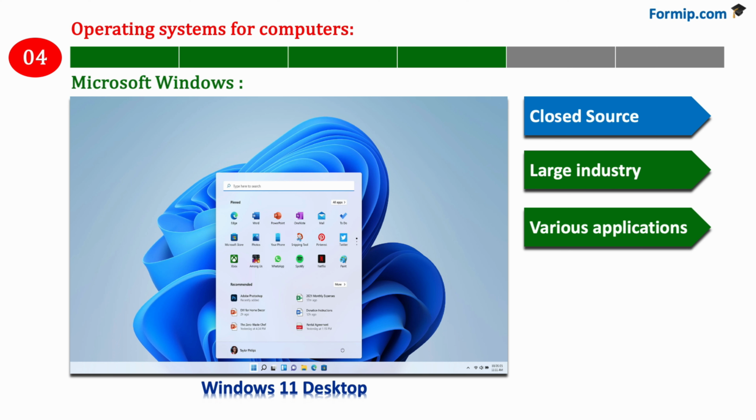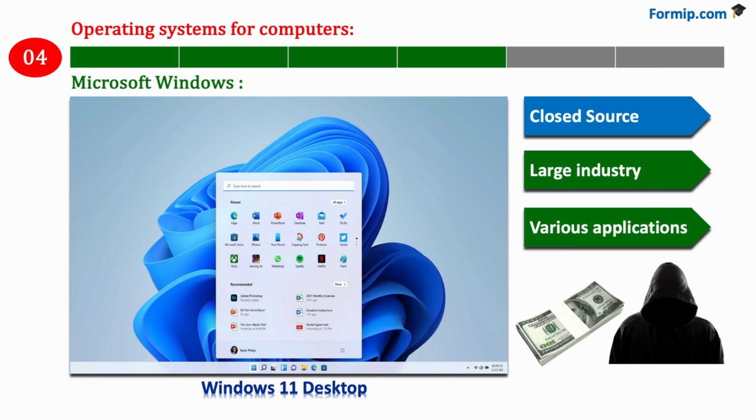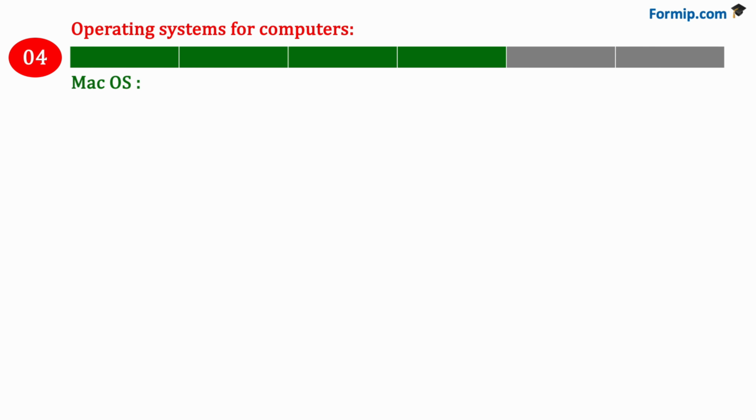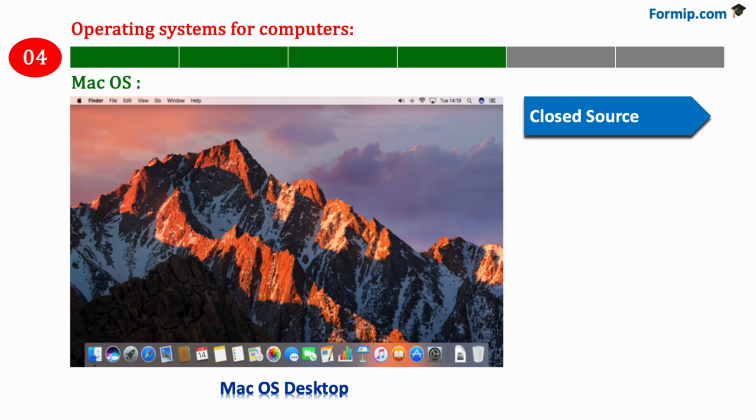Among its disadvantages are that it pays off and that it is the favorite target of cyber attacks because it is the most widespread system throughout the world, especially among individuals. Now let's move on to Apple's operating system, which is macOS. It's not an open source system either. Here is the representation of the desktop of a PC running on macOS.